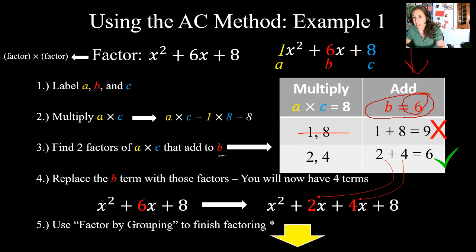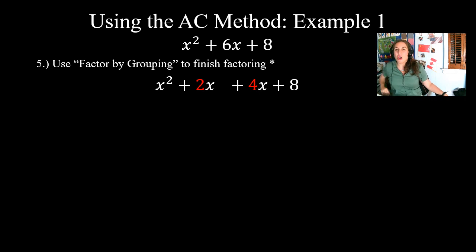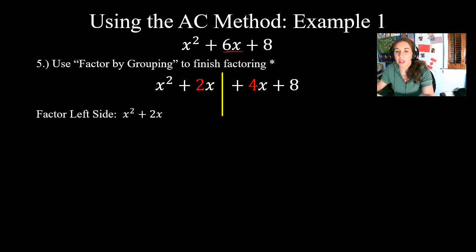All right, so let's move on down the slide. Okay, so now we've taken our two factors, 2 and 4. We've replaced our B term, our 6, with those two factors, right? Okay, so now you do factor by grouping to finish this factorization. And how do we do factor by grouping? We split that polynomial right down the middle, so we have two terms on the right side, two terms on the left side, and we finish that factorization. So let's start with the left side.